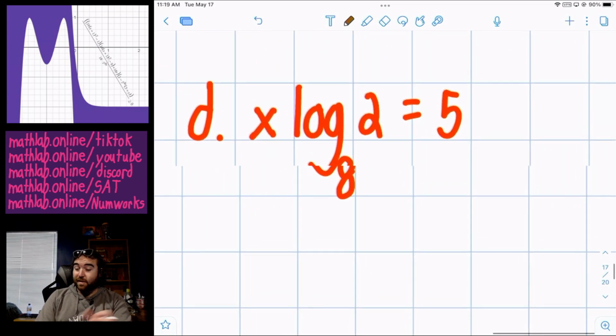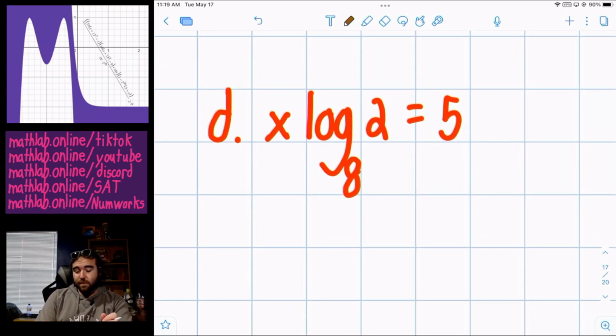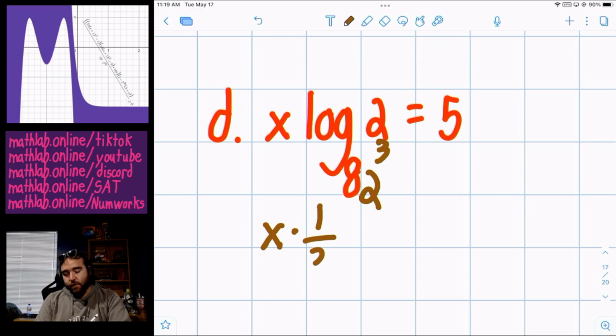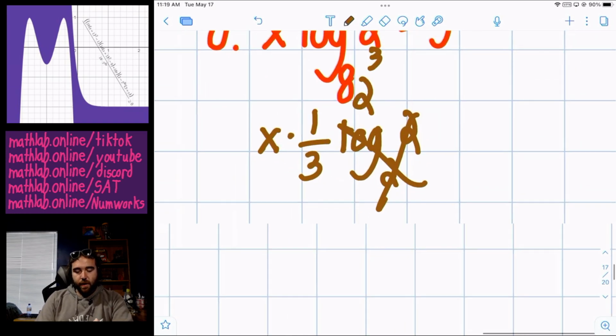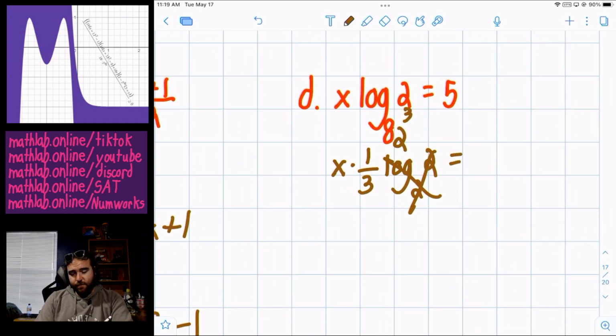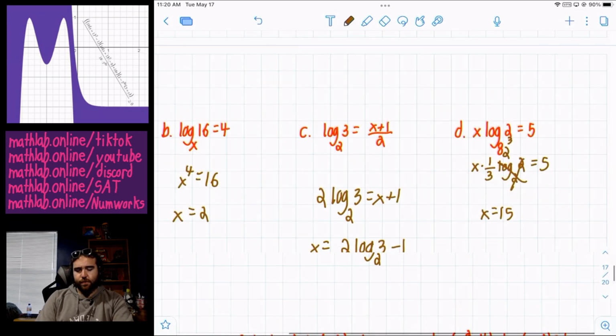So next, this is also just a number. I would use the secret property of logarithms here, that 8 is 2 cubed. So we can bring that out to the front and say that's x times 1/3 log base 2 of 2. Then that just all goes away. So it's x over 3 equals 5. x equals 15. That was a weird one.